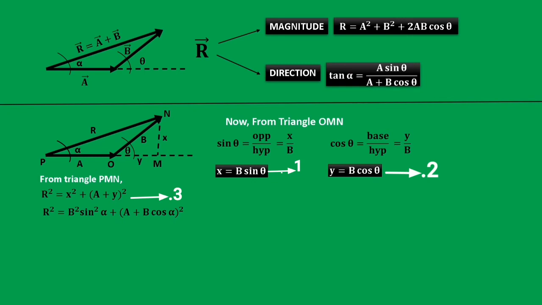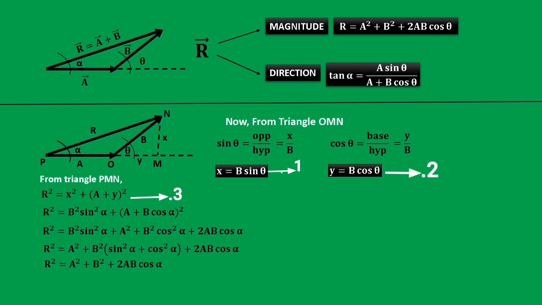From equation number 1 and 2, we have the value of X and Y. By substituting the values of X and Y in equation number 3, we get R square equals B square sin square theta plus (A plus B cos theta) whole square. By simplifying this, we get R square equals A square plus B square plus 2AB cos theta. So R equals under root A square plus B square plus 2AB cos theta. This represents the magnitude of the resultant vector R bar.